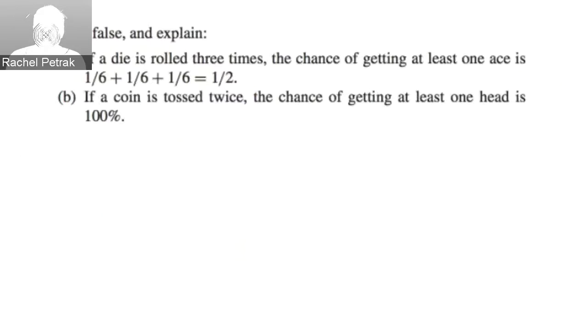Now we have two true and false questions. First, if a die is rolled 3 times, the chance of getting at least one ace is 1 out of 6 plus 1 out of 6 plus 1 out of 6. There should be some alarm bells going off in your head at this point, because we remember that the addition rule requires that the events are mutually exclusive, but these are independent events. So you can't add the chances. You would instead, to get the chance of rolling at least one ace, you would multiply instead.